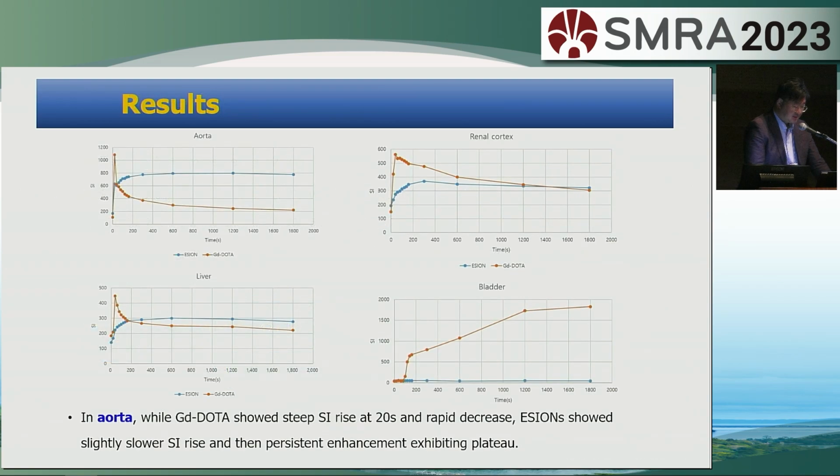As you can see in the graph from the aorta, the renal cortex, and the liver, the gadolinium shows a steep signal intensity increase at 20 seconds and a rapid decrease, but ESION shows a slightly slower signal intensity rise and then persistent enhancement exhibiting a plateau.